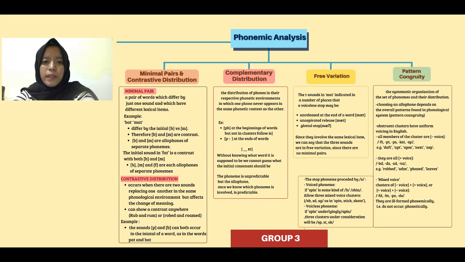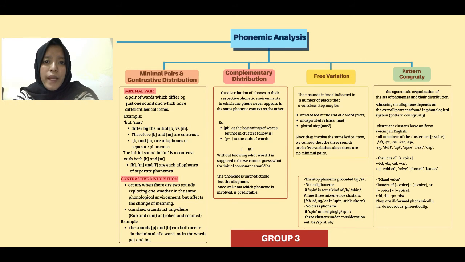Then we talk about free variation. While the distinction between allophones and phonemes is quite clear-cut, there are some phenomena which can obscure the identification of phonemes. One of these is called free variation. In our discussion of the T sound, we have indicated in a number of places that a voiceless stop may be unreleased at the end of the word.